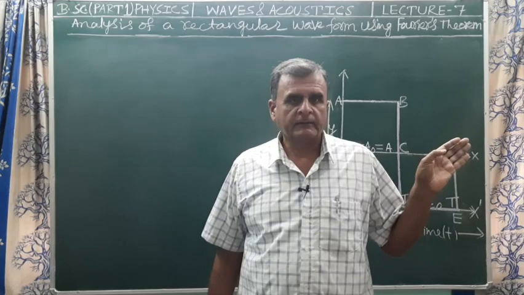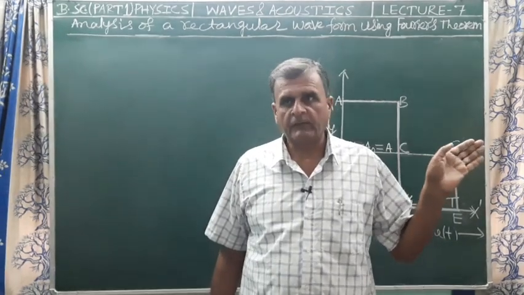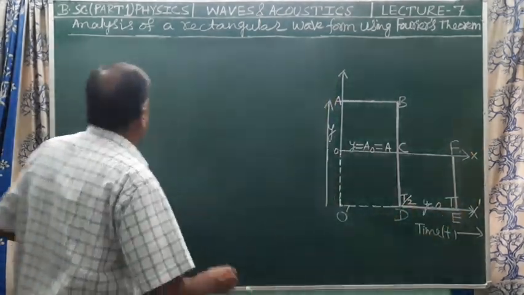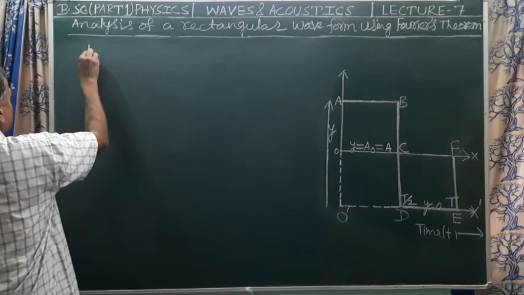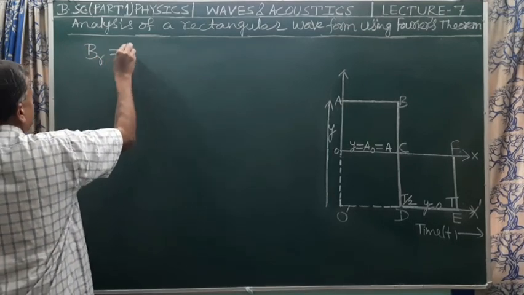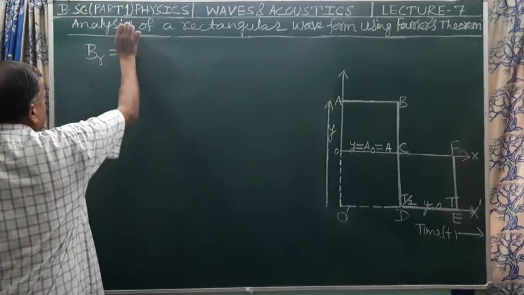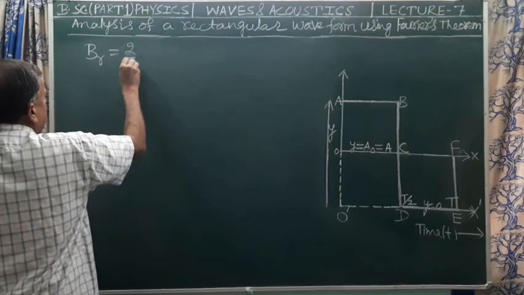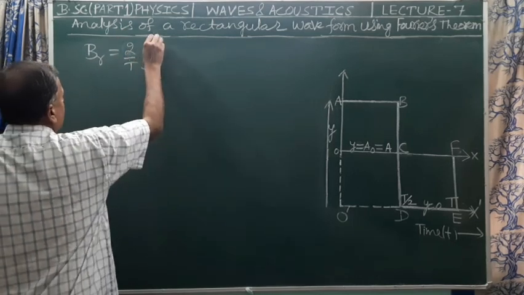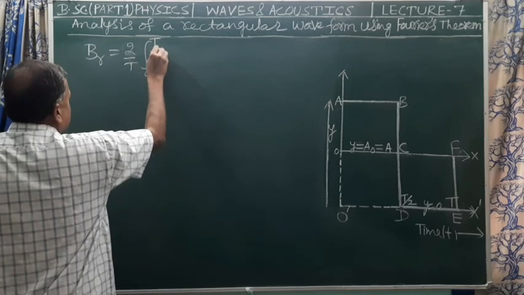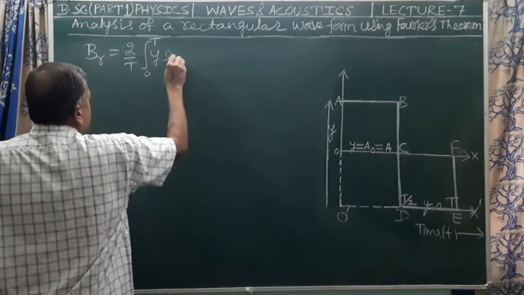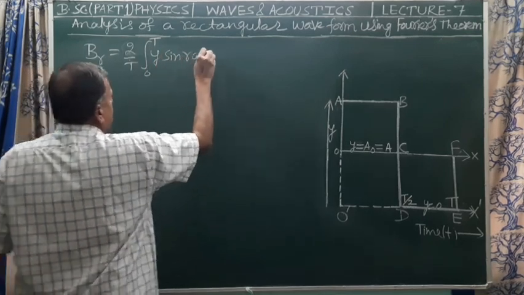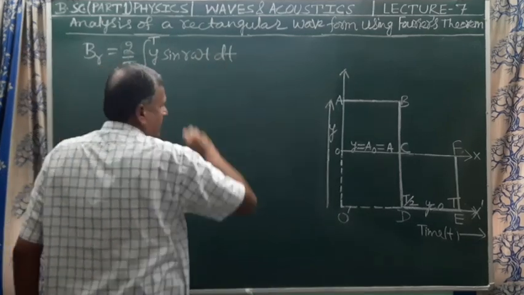for the given rectangular waveform. We know that BR is given by 2 upon capital T integral 0 to capital T y into sin r omega t dt.